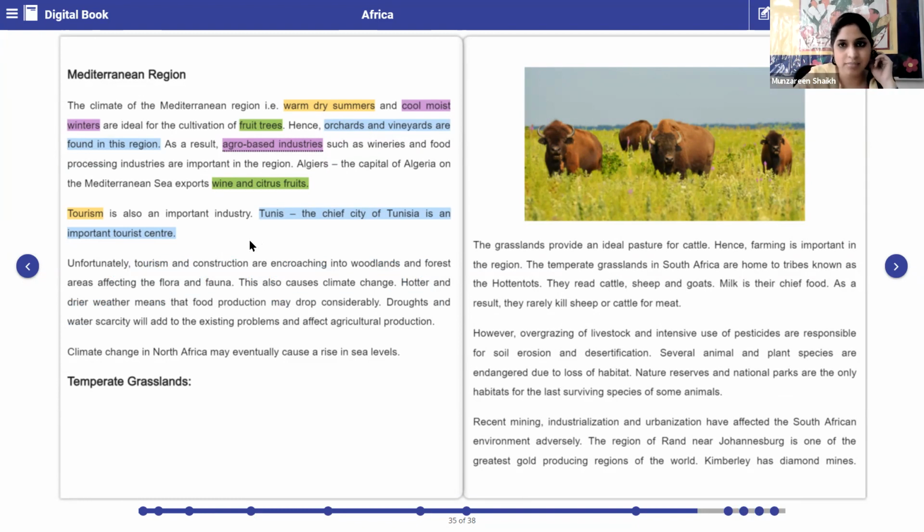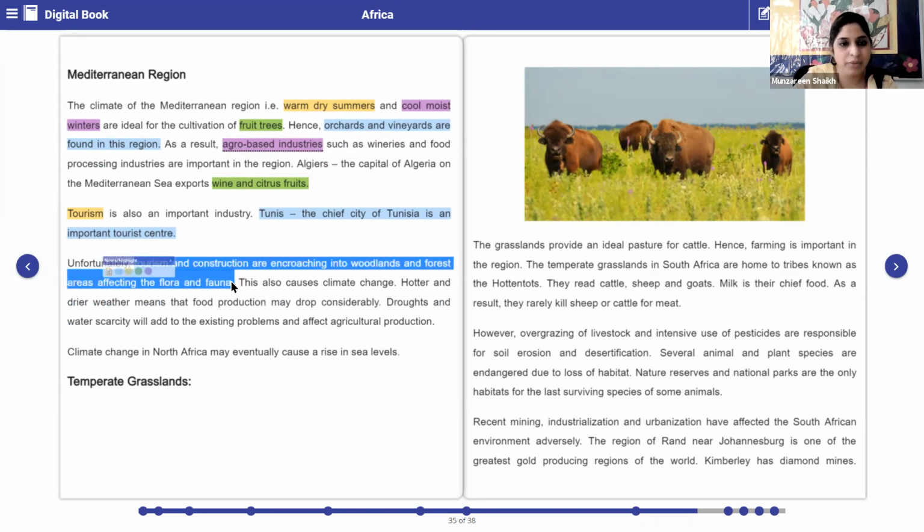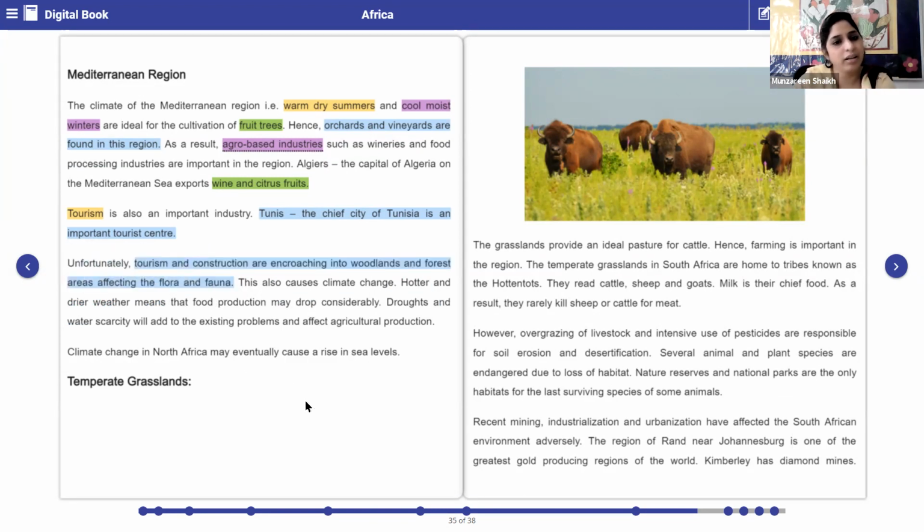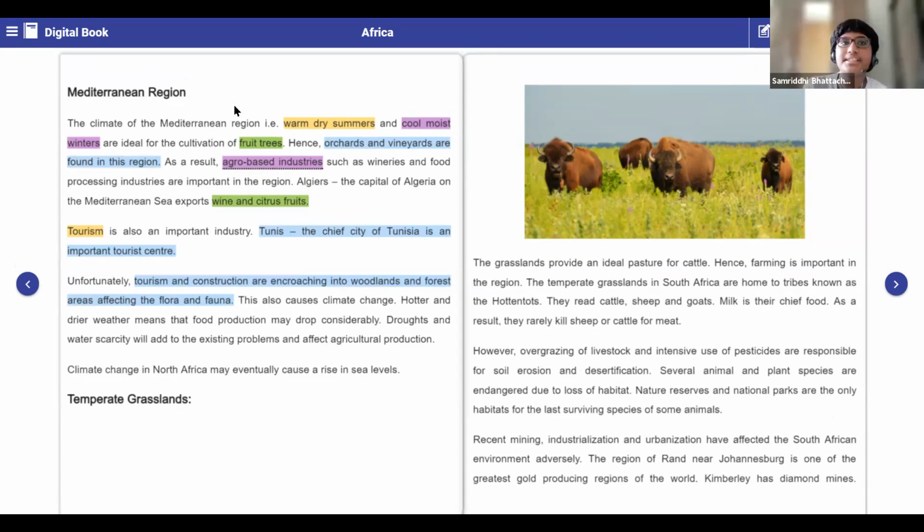Simple. Underline that. Because it has lots of tourist centers, they are constructing, they are building roads, which is affecting what? The flora and the fauna of the region. What does flora mean? Who will tell me what flora means? What does fauna mean? Ma'am, flora means plants and fauna means animals. Plants what? Animals what? Give a complete answer. Ma'am, animals and plants in that region.